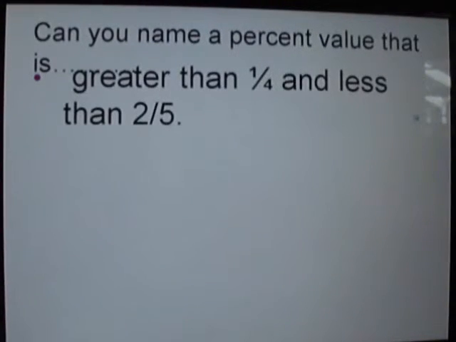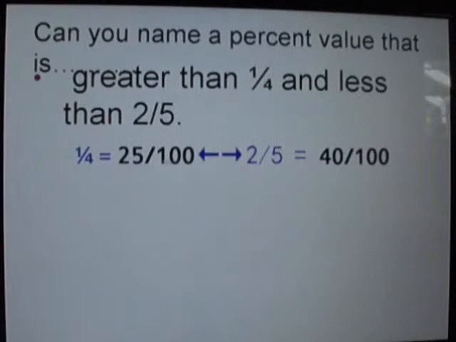Well, let's see if you can do this. This is a different approach to it. Can you name a percent value that is greater than 1/4 and less than 2/5? Well, it's a little difficult when you're first starting out with percents to easily see what those percentages might be. It becomes a lot easier if you make the change from the fractions that you're given here to fractions that have 100 as the denominator, if that's possible. In the lower intermediate grades, it is possible.